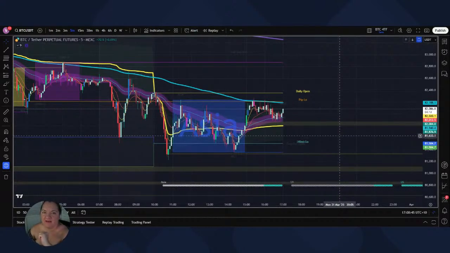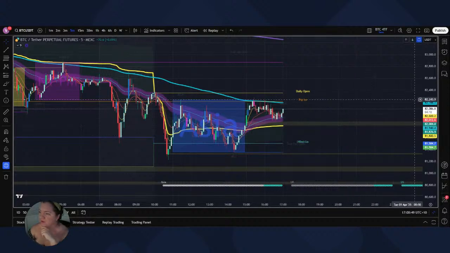We are here today live trading the London Open for Bitcoin. So you can see my screen here today. We're having a look at the Asia range.